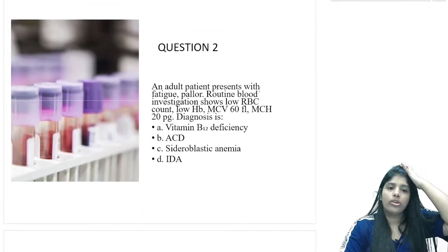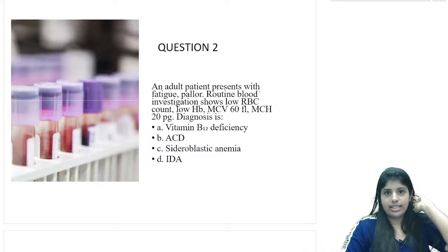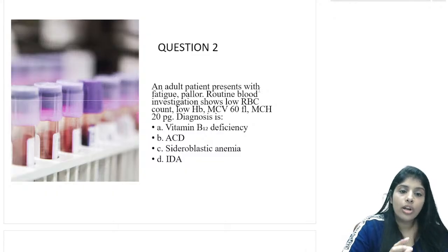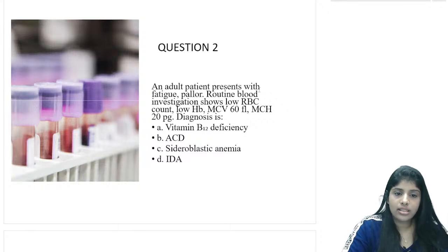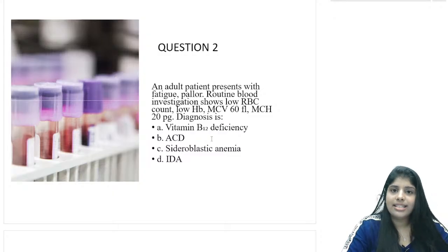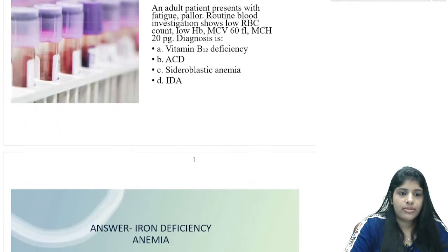Let's move on to the second question. I'm going to read the second question. An adult patient presents with fatigue and pallor. Routine blood investigation shows low RBC count, low Hb, low MCV, low MCH, and so on. What is the diagnosis? Before going into the answer, let's discuss all these things in a short capsule form for the exam. First we'll go with IDA.